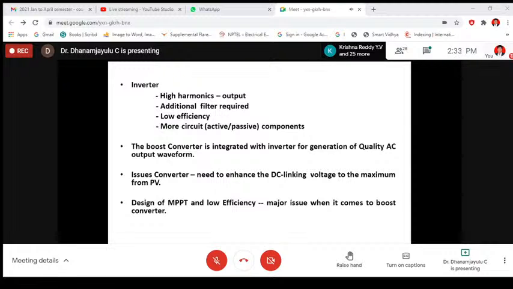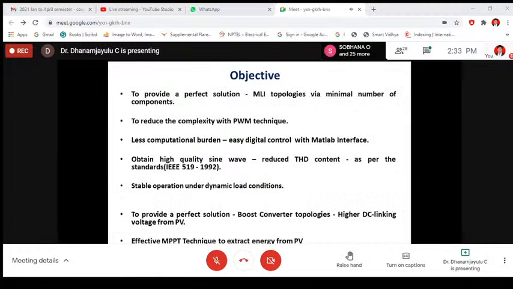Issues with the converter: you need to enhance the DC link voltage to the maximum from the solar PV. And the design of MPPT is one of the key factors, and we need a converter with higher efficiency. So these are the major issues when it comes to the boost converter. The perfect solution for this is to implement multi-level inverter topologies with a minimal number of components to reduce the complexity with the PWM technique.